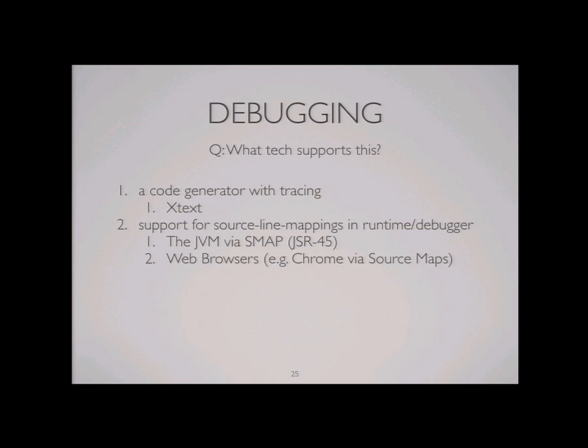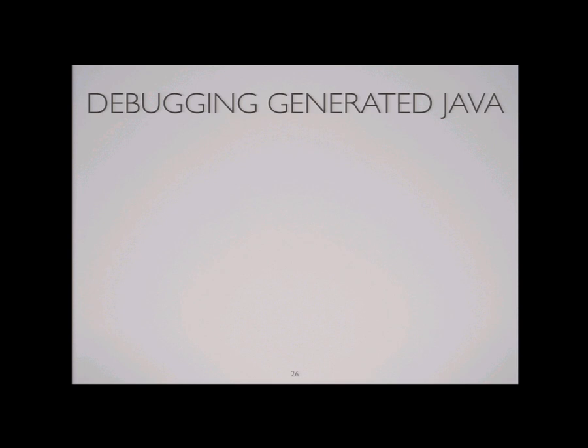But the JVM is not the only runtime. Some web browsers support source maps as well. There's Chrome, for example, that supports source maps. So you could generate JavaScript and have a source map map the regions back to your DSL, so you see your DSL code.